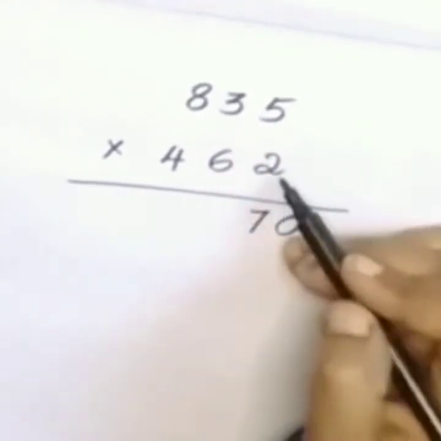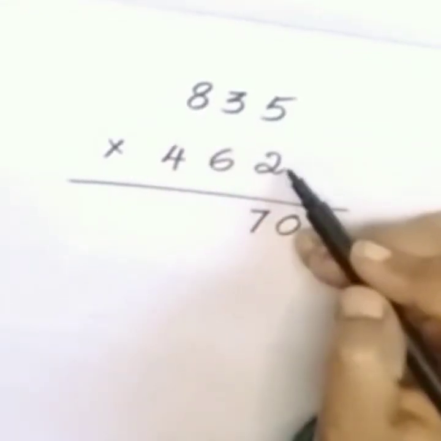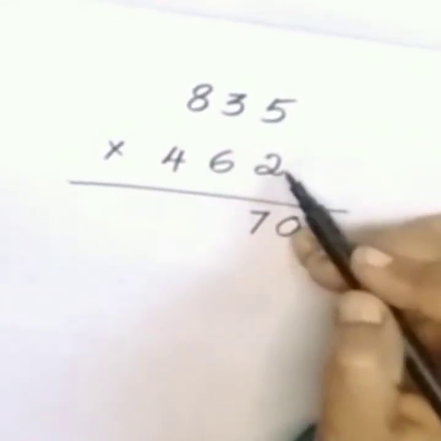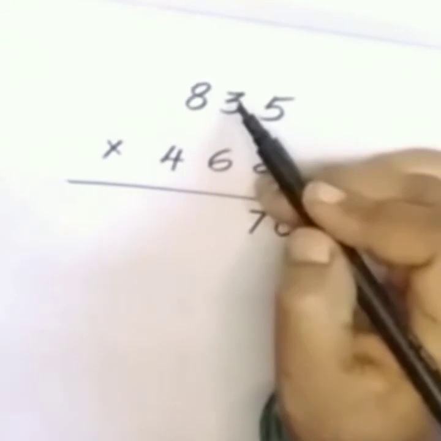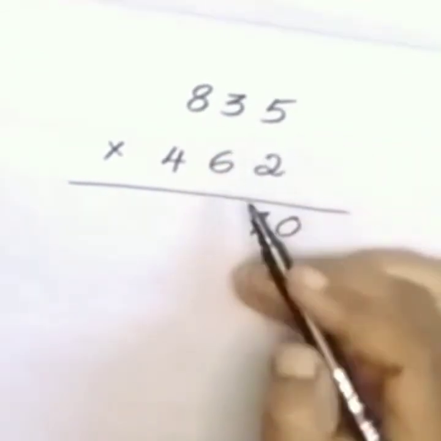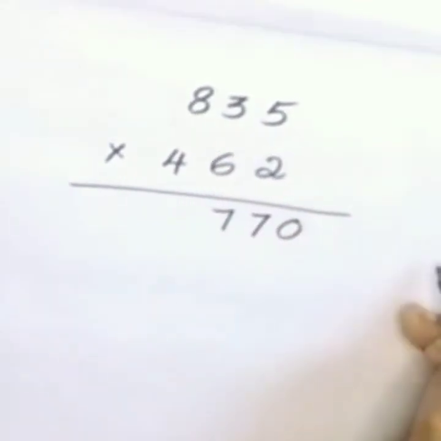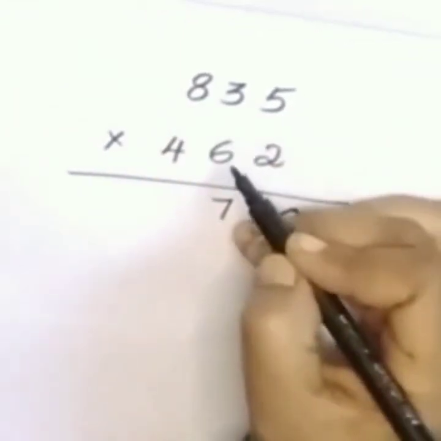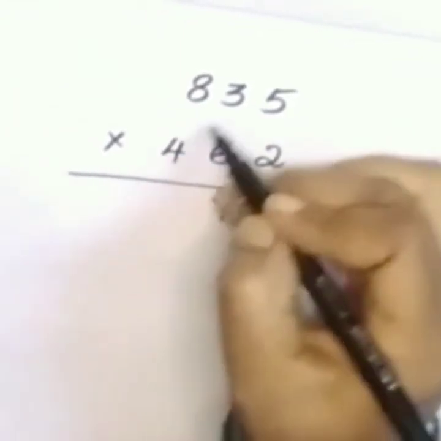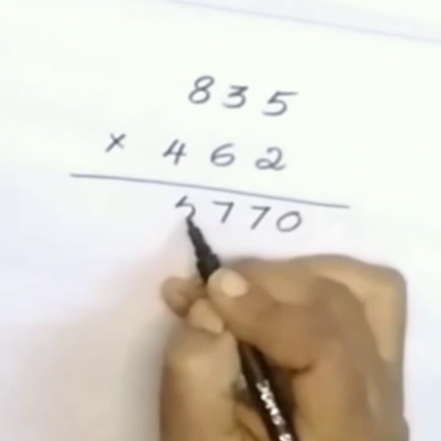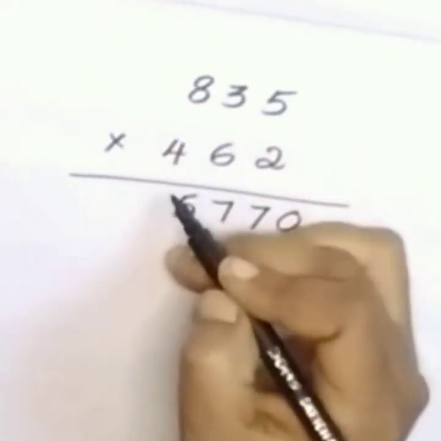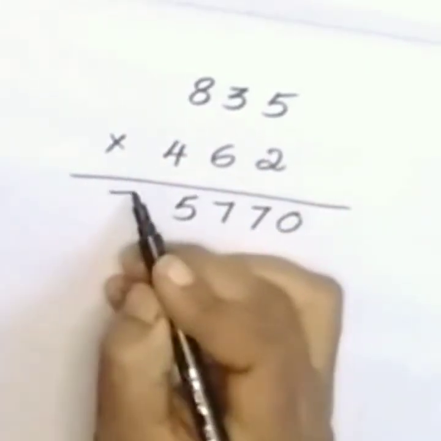Now 3 is left. Third step. 8 2s are 16 plus 3, 19. 19 plus 20, 39. 39 plus 18, 57. Now 5 is left. 8 6s are 48. 48 plus 5, 53. 53 plus 12, 65. Now 5 we have to write, 6 left. 8 4s are 32 plus 6, 38.